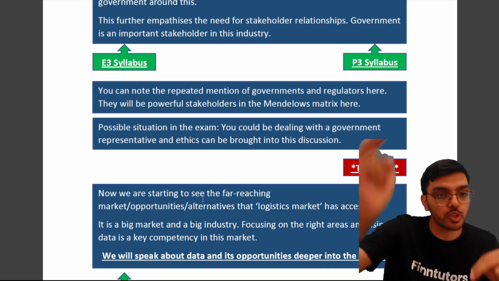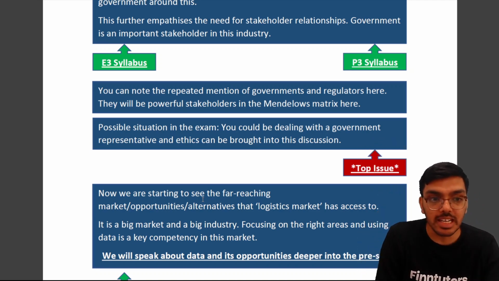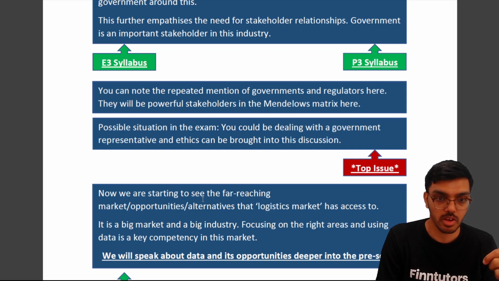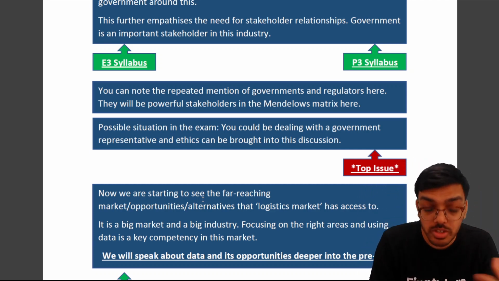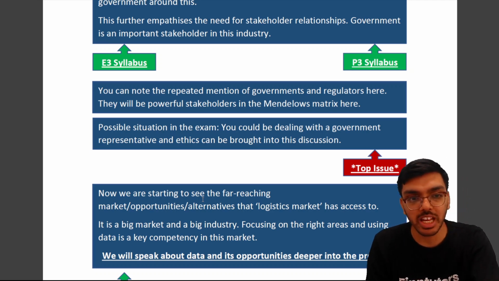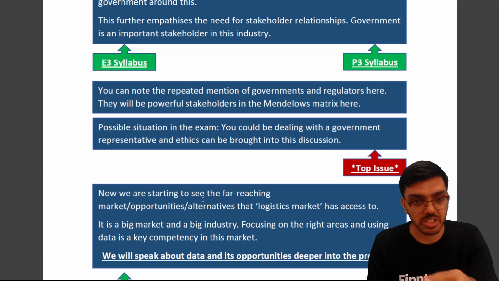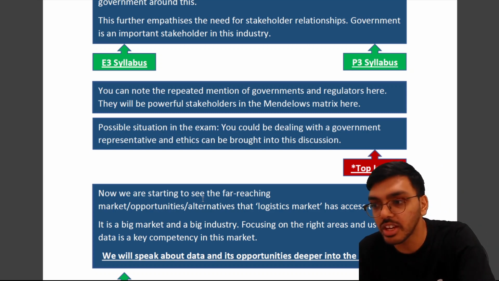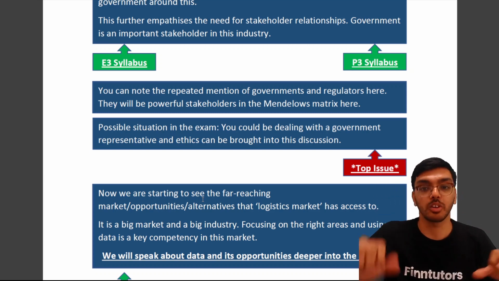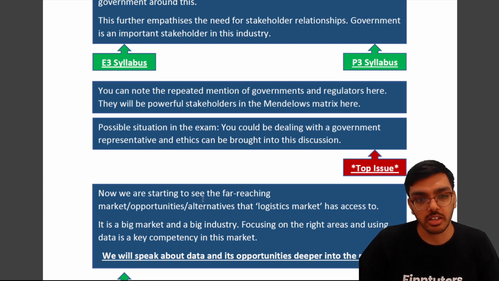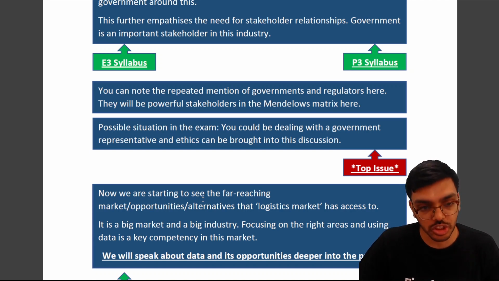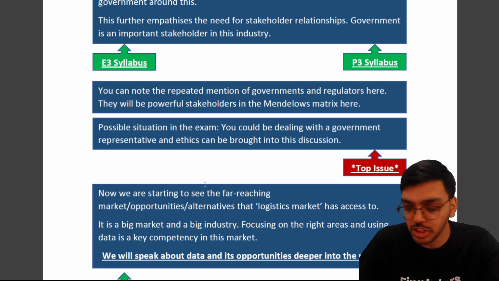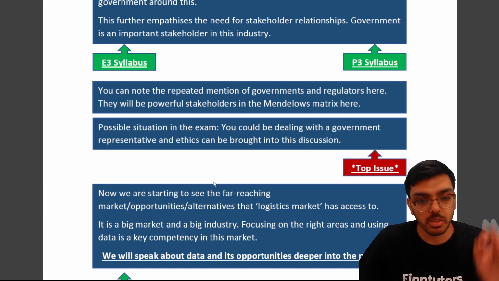There can also be a possible situation in the exam where you are dealing with a government representative and ethics can be brought into this discussion. Is it ethical to deal with the government agent in this way? For example, whatever the scenario may be. Is it ethical for us to accept this government contract because of the scenario that they have created? So your CIMA code of ethics becomes an important topic of discussion, and it is a top issue which often comes up in the exam.